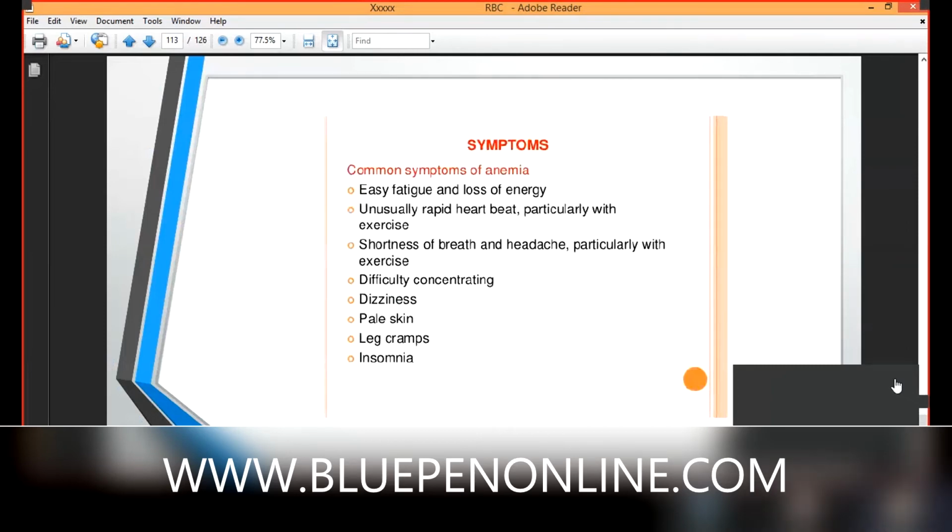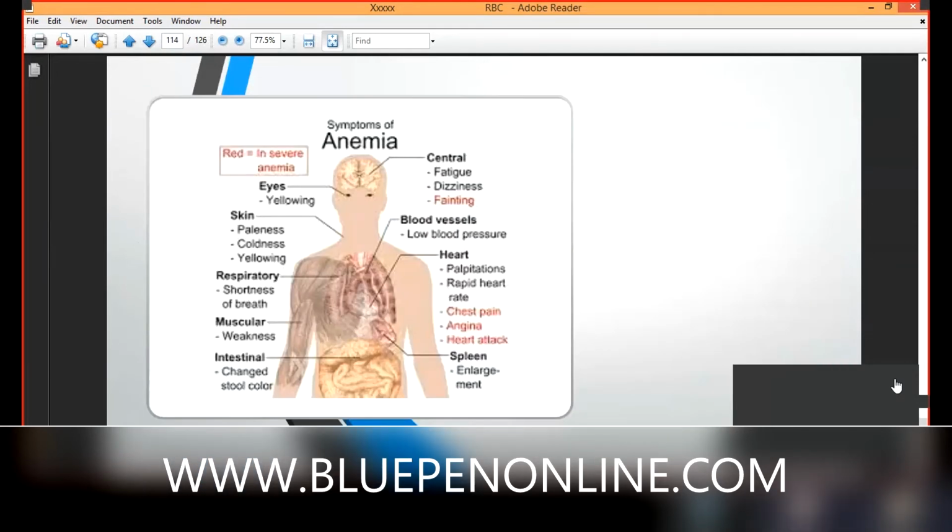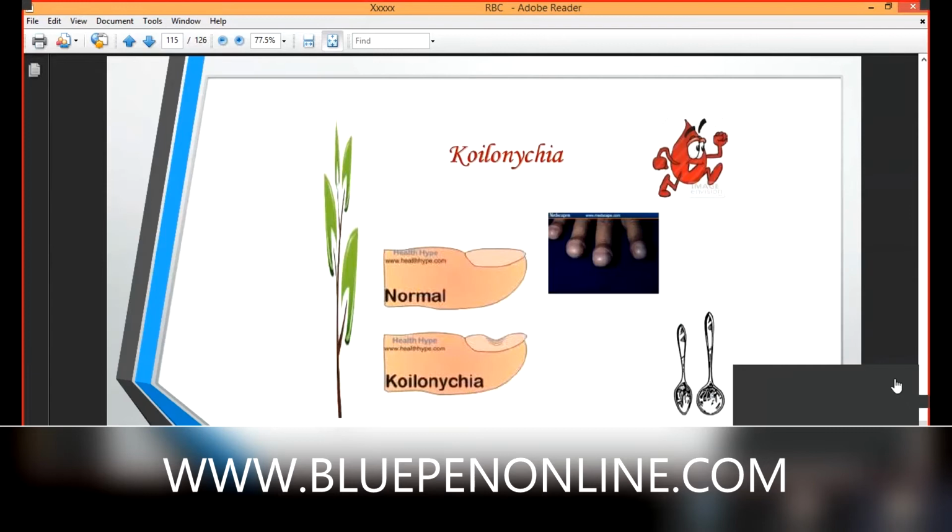Vishnu, can you see the screen? Yes, ma'am. So these are also symptoms: in the central nervous system, all areas; the eyes, skin, respiratory system; muscular system weakness; intestinal color change in the stool; then the heart, chest pain, angina, heart attack, etc.